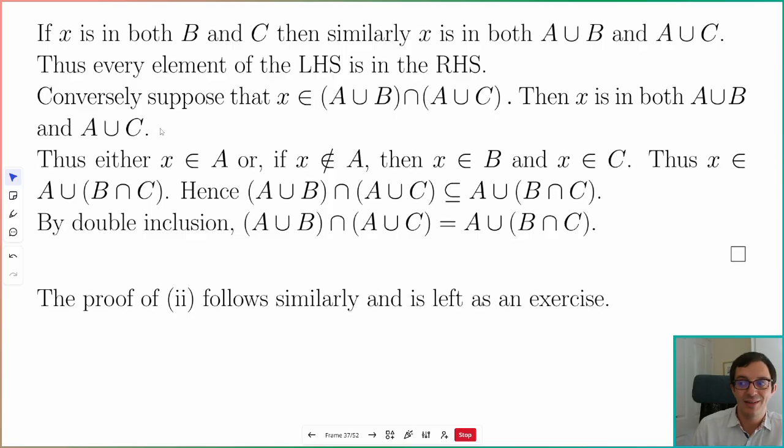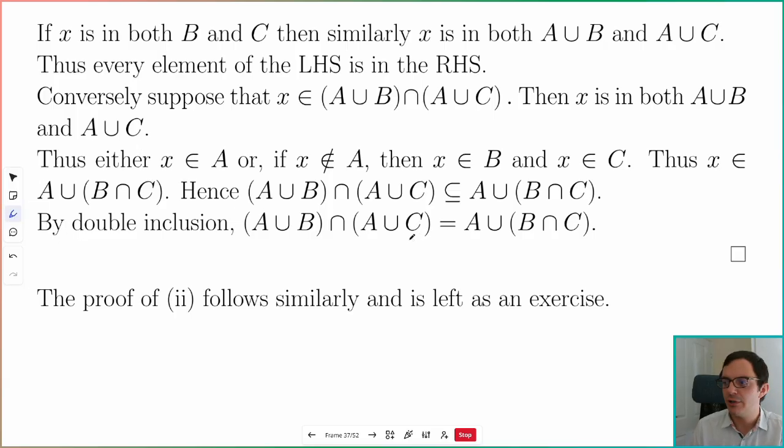So here we go. Looking at this one, either x is in A, or if it's not in A, then it's in B. And looking at this one, if x is not in A, then x is in C as well, because of how the union works. You have to be in at least one, so if you're not in A, then you must be in B, and over here, if you're not in A, then you must be in C.